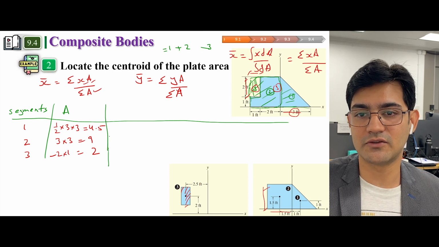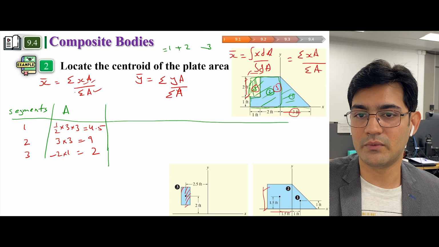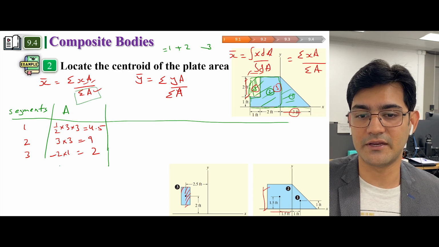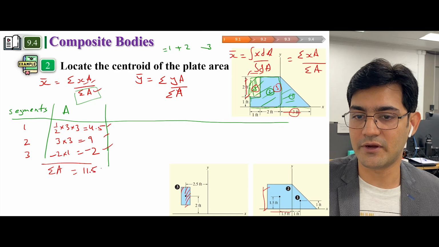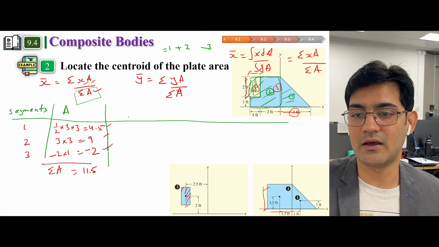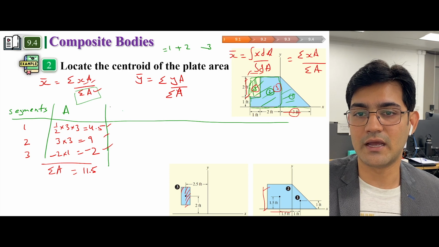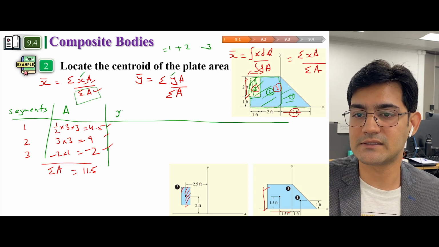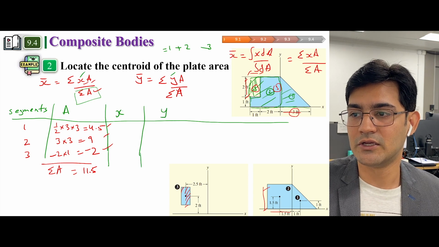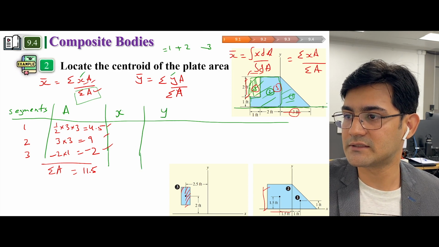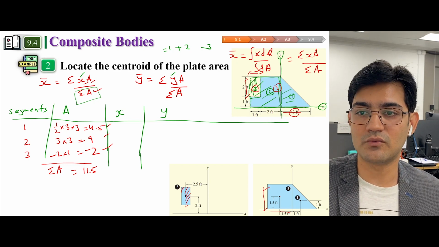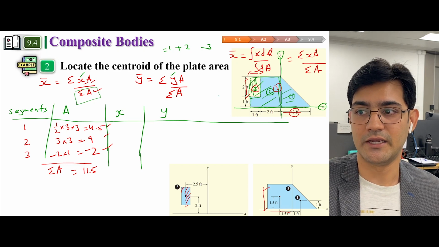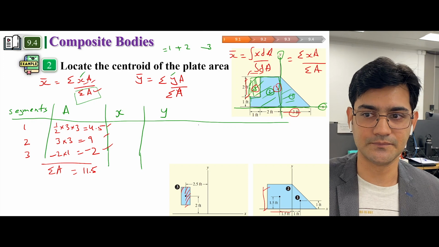So now we have areas of all these, and what we were interested in was summation of area. So what is summation of area? You have to add all these, and if you add all these, you will get 11.5. So this is the area. Now the second thing was to calculate the x and y distances. So this is our reference point x, this is our reference point y, and we have to calculate the centroids of individual shapes from these reference axes.